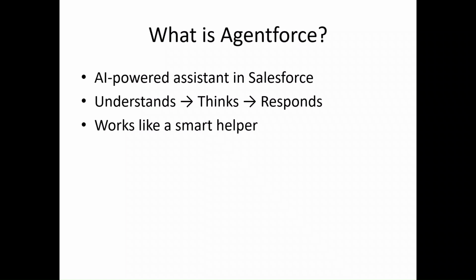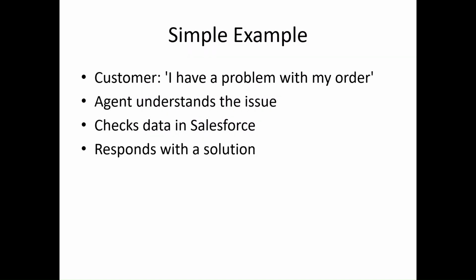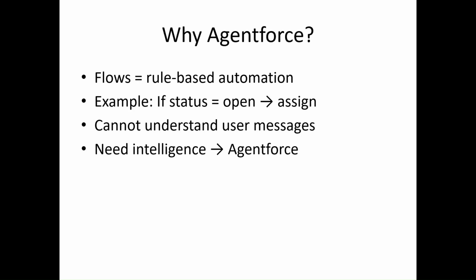Now a simple example. Let me explain this step by step. Like if the customer types, I have a problem with my order. What happens internally is, first the agent understands the meaning of the sentence. Then it identifies what the problem could be. Then it checks the Salesforce data and finally gives the proper response. In simple words, it's like a support person reading the message and replying correctly. Instead of a human manually checking everything, the agent does it automatically in seconds.